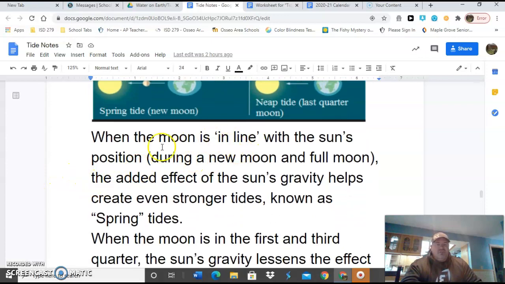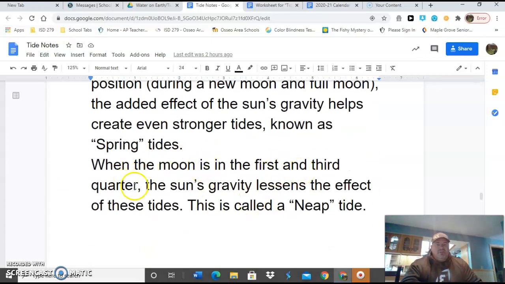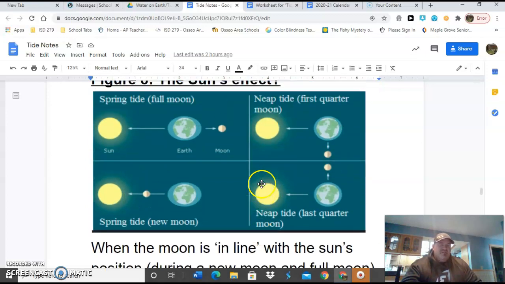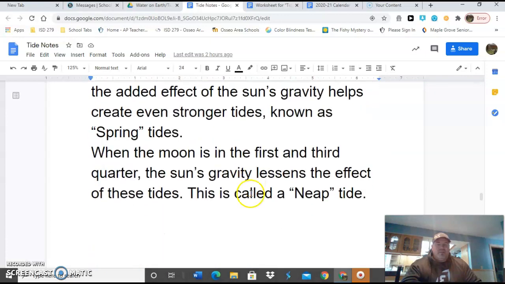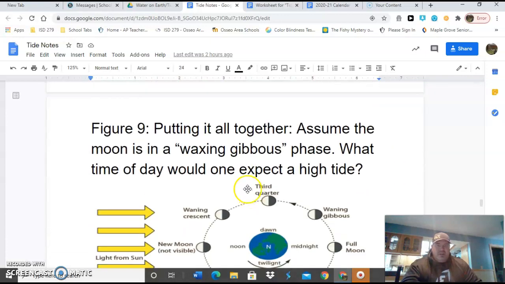Okay, so when the moon is in line with the sun's position, that's a spring tide. When the moon is at first and third quarter, the sun's gravity lessens the effect. It's called the neap tide. Okay, think about how many times that would happen a year. Hopefully you can figure that one out. All right, so let's put it all together.